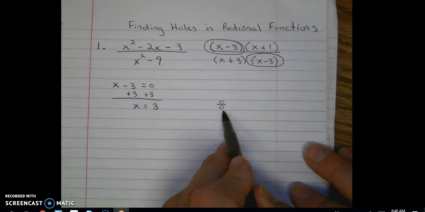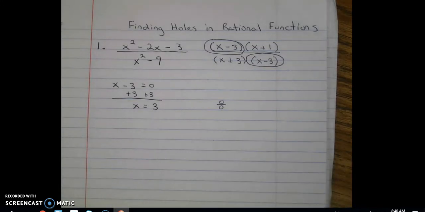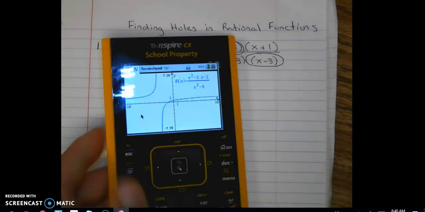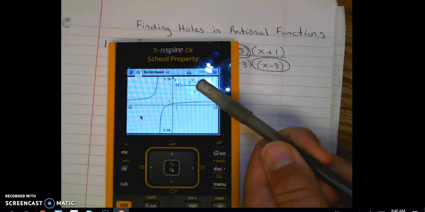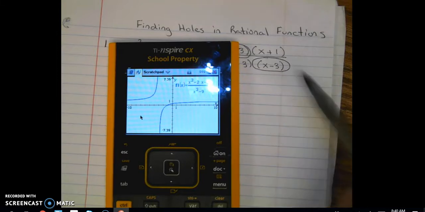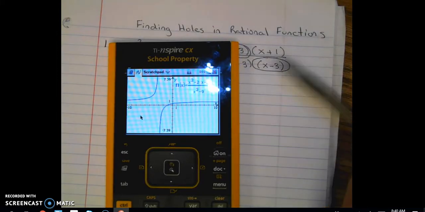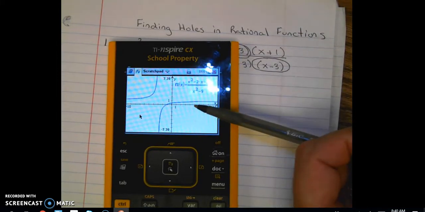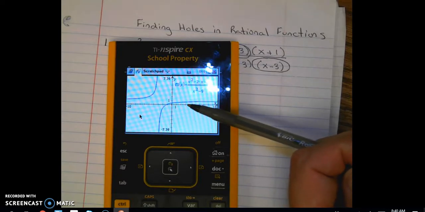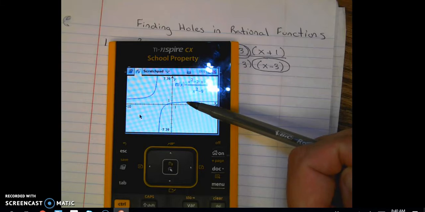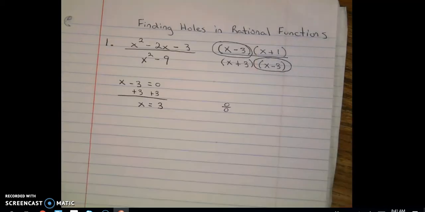So let's take a look at the graph real quick. Now I plugged in the function right here. You can see the function. Okay? And at x equals 3, there's a hole in the graph. So if I go to x equals 3, 1, 2, 3, and we go up to this graph here, there's a hole right here. Now you can't see it, but I'll prove to you that there is a hole in the graph in just a moment.